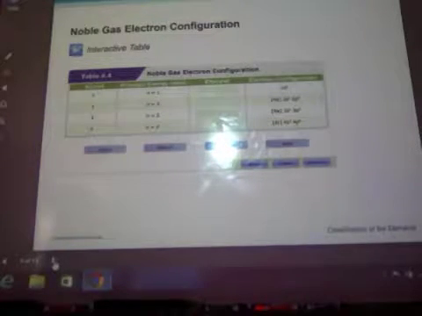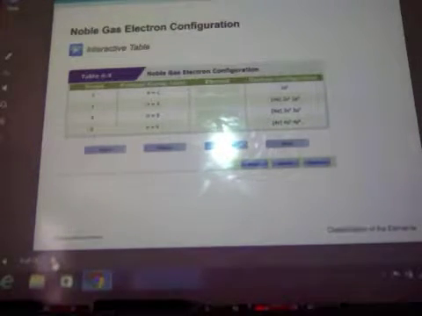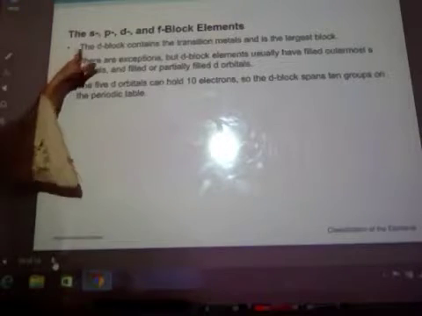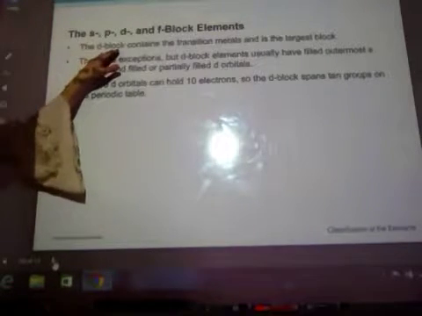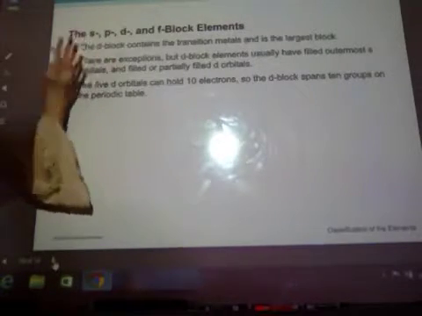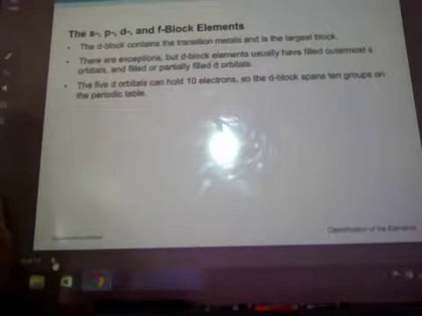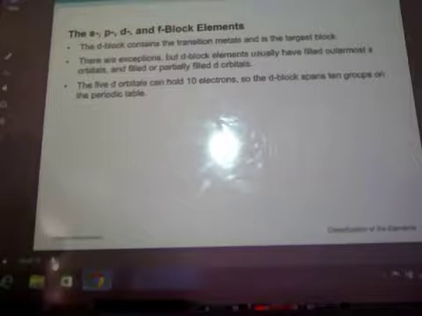There's an interactive table you can use on the computer. I'm not going to go over it, and that's basically the table we just looked at anyway. The d block, in the middle, contains the transition metals, and it's the largest block. It contains the most elements in your periodic table.